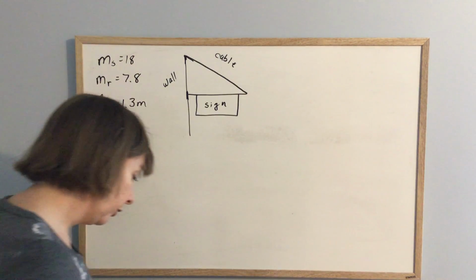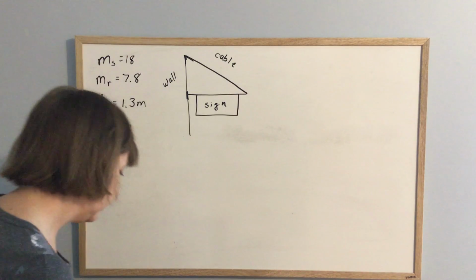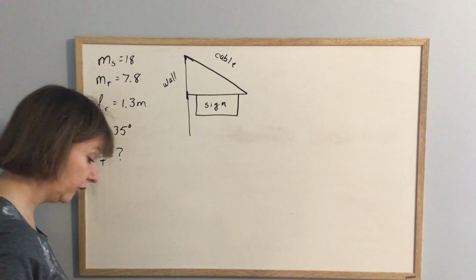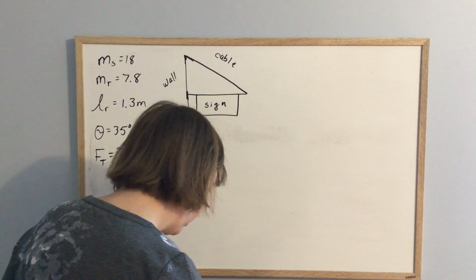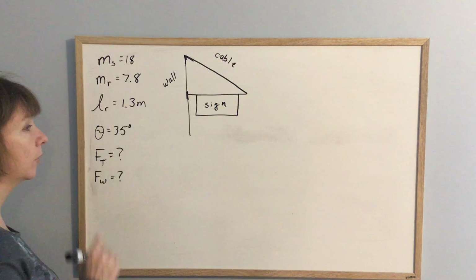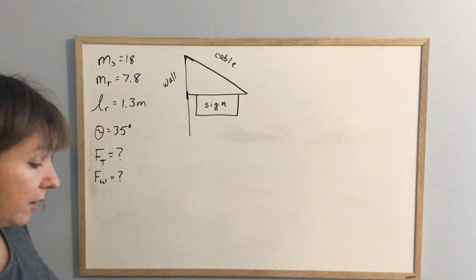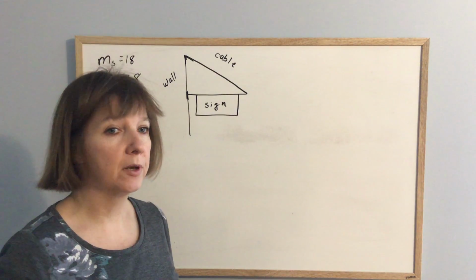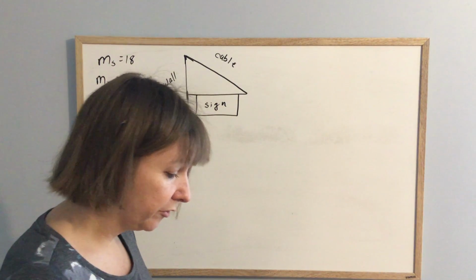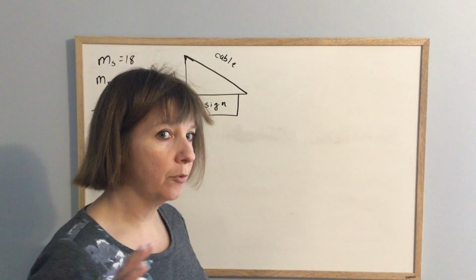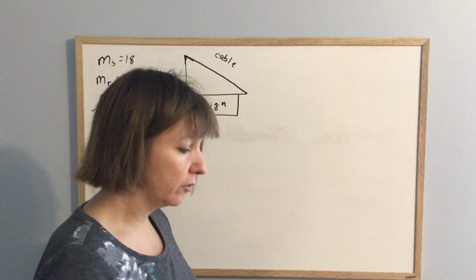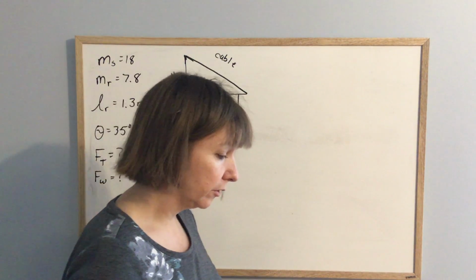All right, so the question that they ask is, what is the tension in the cable? So what is the force of tension in the cable? And what force is the wall exerting on the rod? So we're going to break this apart and look at all the different forces that are happening, in what direction and how. Now remember, we can only look at forces in the horizontal direction and then forces in the vertical direction. We can't put those together, but torque can go together all the time.